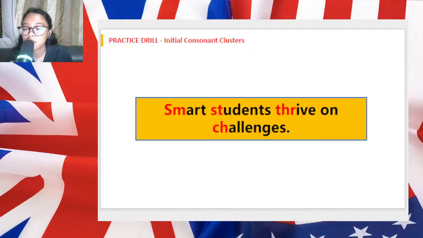Next, smart students thrive on challenges. Your turn. Okay, very good. There are four consonant clusters in total, one of which is a three-consonant initial cluster. First is SM, then ST, then the three-consonant cluster THR, and then lastly CH.